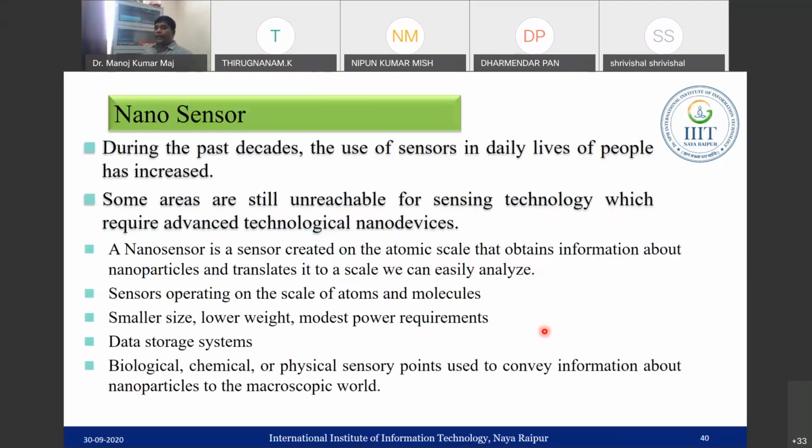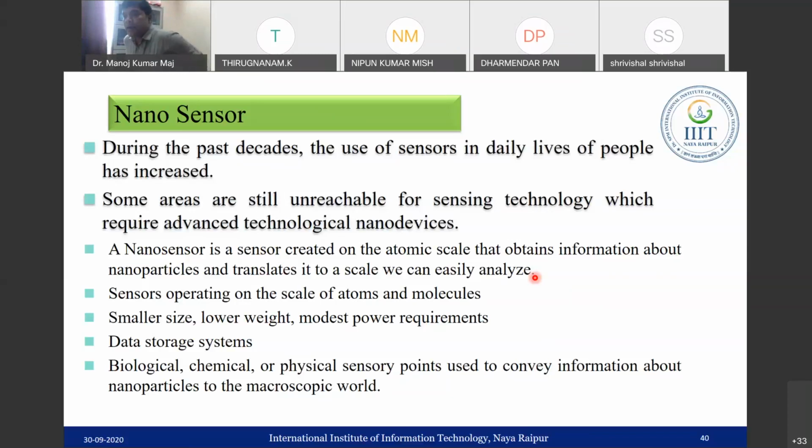In the case of nanosensors, a nanosensor is a sensor created on the atomic scale that obtains information about nanoparticles and translates it to a scale we can easily analyze. Here, as the sensing material, we are mainly using nanoparticles. It means the nanomaterial can receive information from the environment as a nanoparticle, and it can also be translated back into nanoscale devices or nanoscale properties.